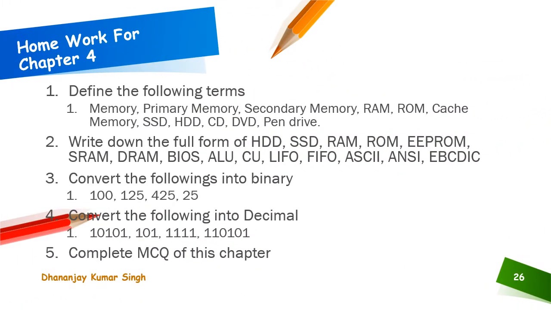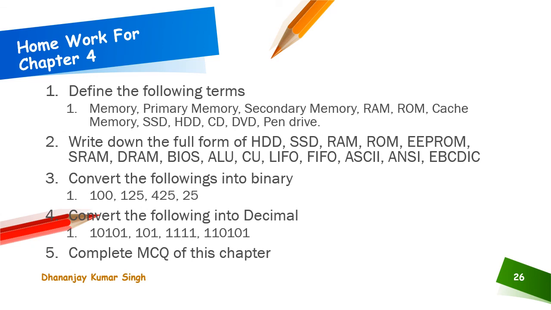Homework for chapter number 4. Define the following terms: memory, primary memory, secondary memory, RAM, ROM, cache memory, SSD, HDD, CD, DVD, pen drive. Here SSD is a new technology. I think you will not see it in the textbook, but you have to find it out somewhere and write it. Write down the full forms of these terms: HDD, SSD, RAM, ROM, EEPROM, SRAM, DRAM, BIOS, ALU, CU, LIFO, FIFO, ASCII, ANSI, EBCDIC.